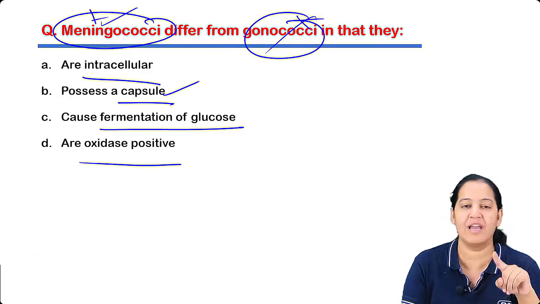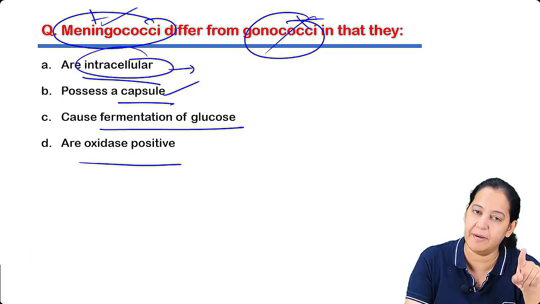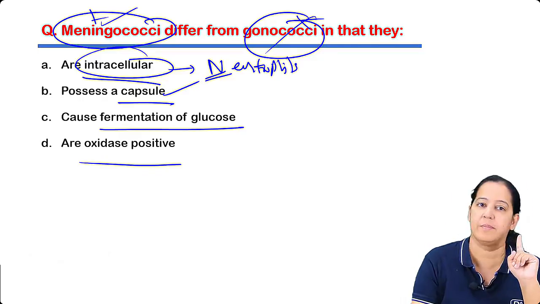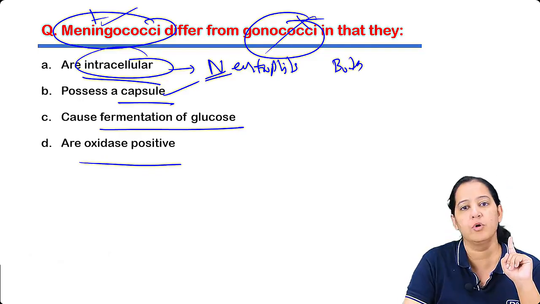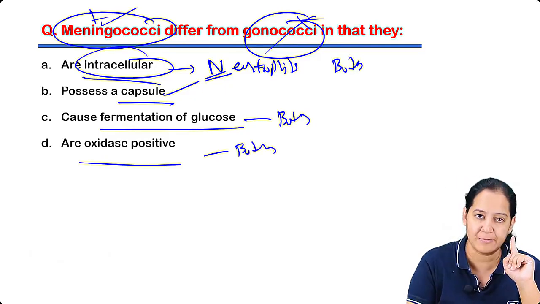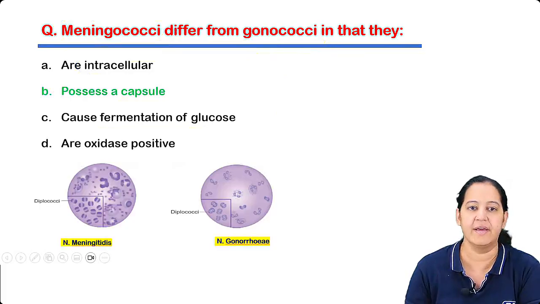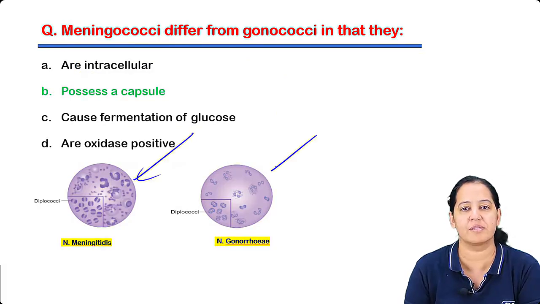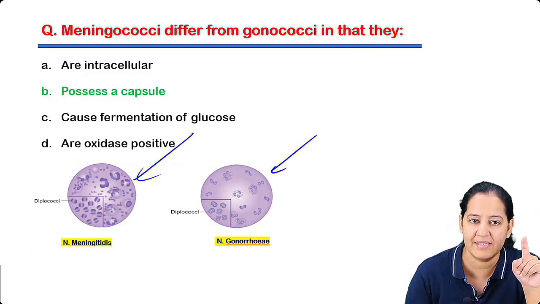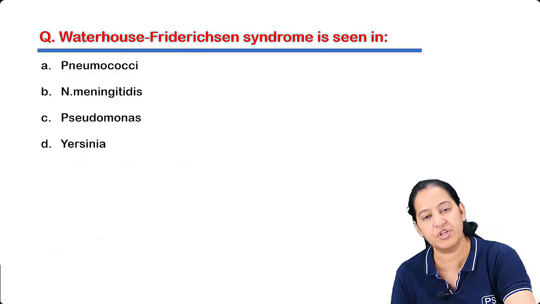I forgot to tell you they both are intracellular. You can write down somewhere. Both of them are intracellular. They are preferably present inside the neutrophils, neutrophils of the human body, in the human blood. Both of them ferment glucose. Both are oxidase positive, right? But capsule is present in meningitidis, not gonorrhoeae. Learn both are intracellular. Okay, you can see this is a neutrophil, this is a neutrophil. You can see the multi-lobed nucleus, and inside which you can see the dot-like organism. Both are intracellular. Read the next question.